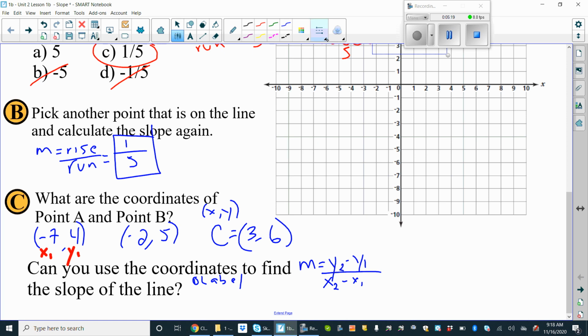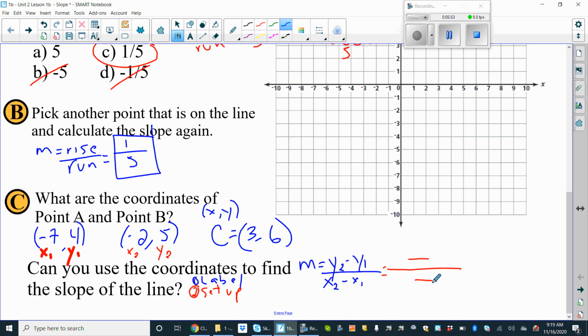Then you have negative 2, 5 as your second coordinate, so negative 2 is your x2, and 5 is your y2. So my first step was to label, we did that. Now my second step is to set up. What I mean by set up is the slope formula always has the subtraction sign, the division sign, and the subtraction sign. So I like to set that up so I never forget to put my negatives there, my subtraction signs, my division sign.